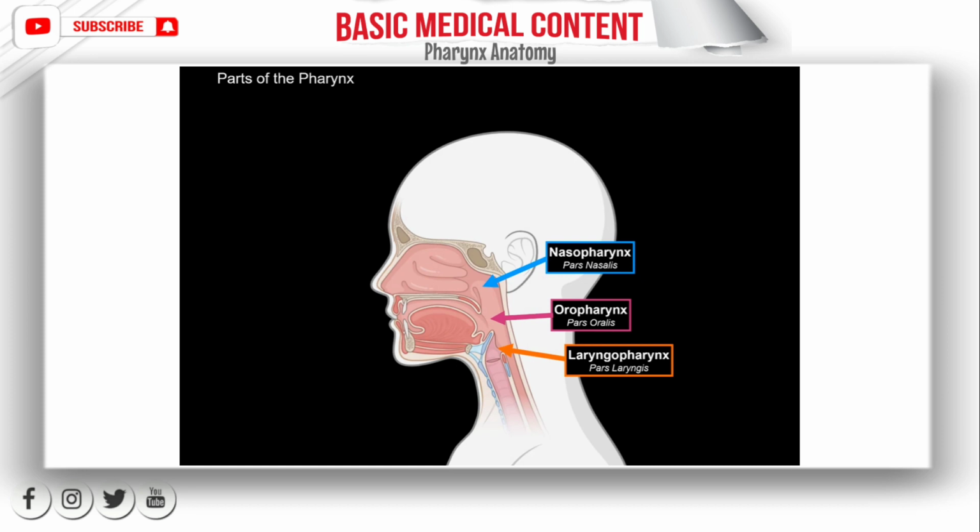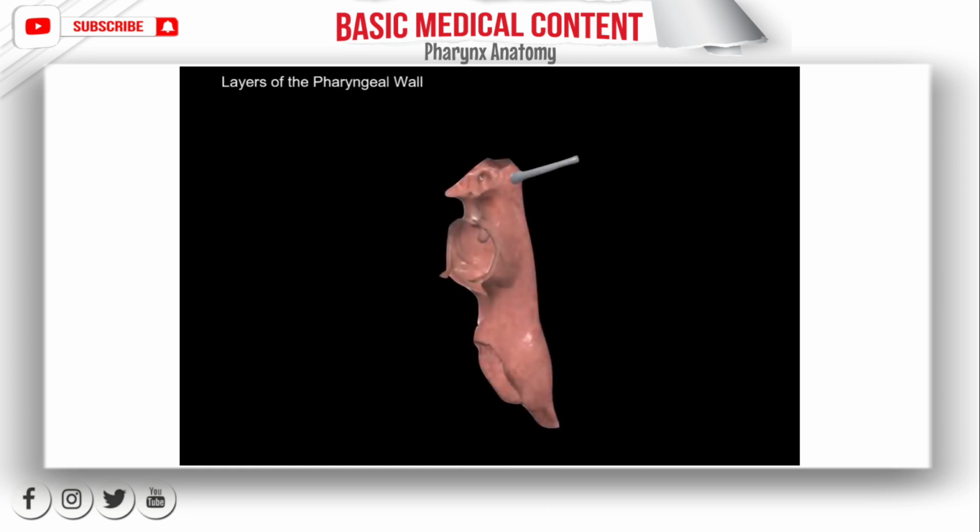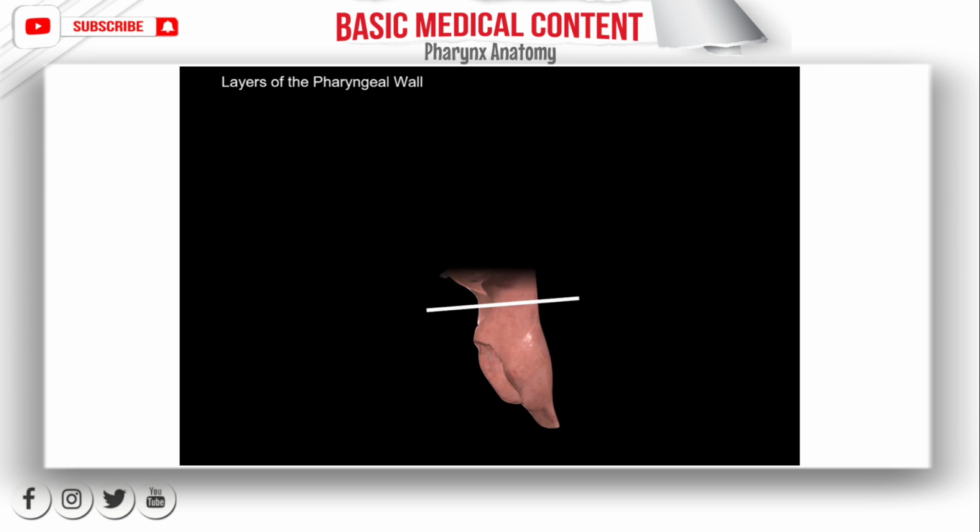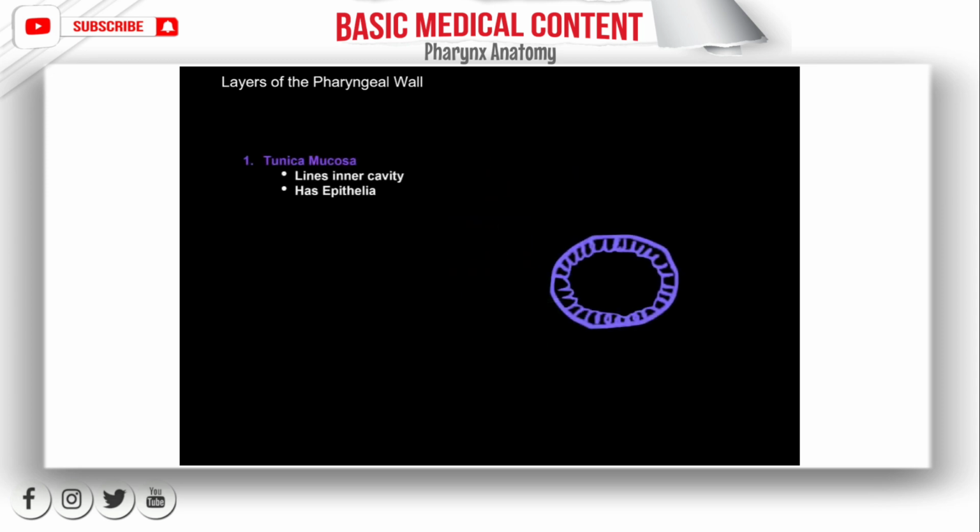Now let's go ahead and go through the layers of the pharyngeal wall. So if you look at the pharynx again and cut it right about here, then look at it from this perspective, you will see that we have 4 layers.